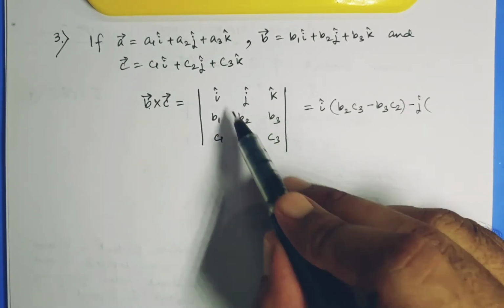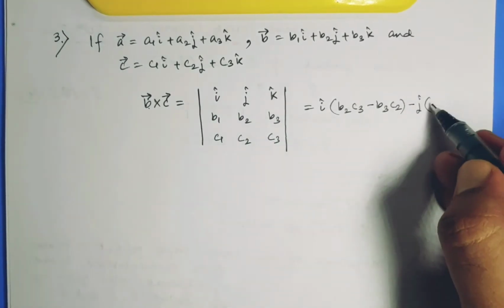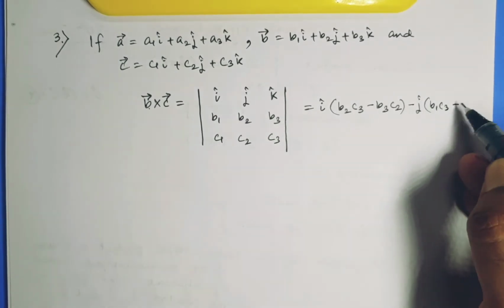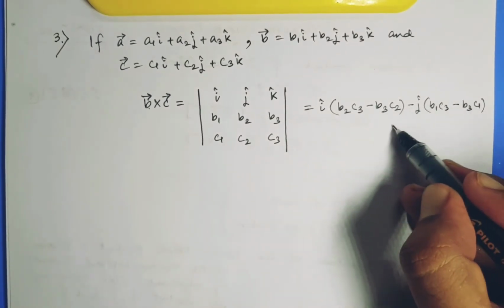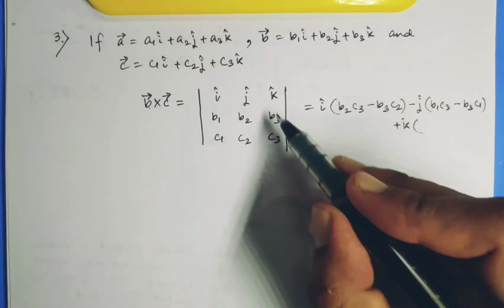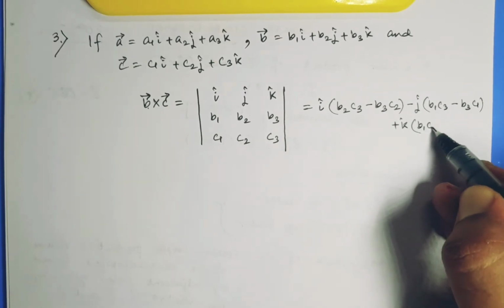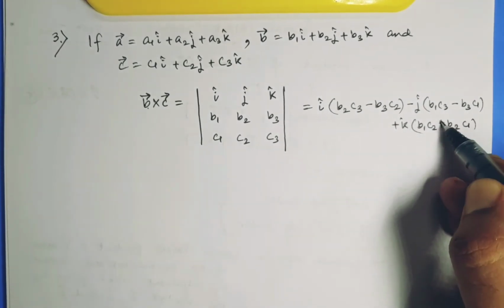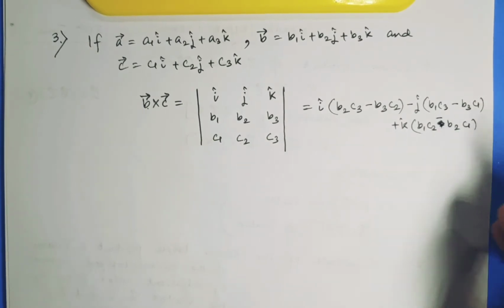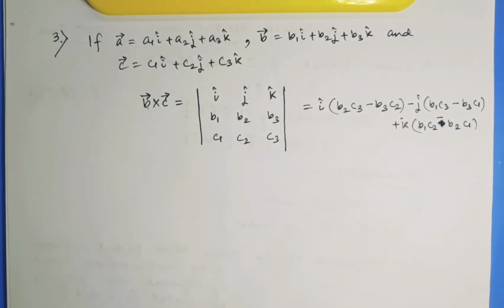So now j, this side goes, so B1 C3 minus B3 C1, then plus k cap. What do we have in here? B1 C2 plus, sorry, it will be what? Minus, right? I'm very sorry. Okay, so this is what we have. So this is our dot product which we, what am I saying? I'm sorry. This is the cross product which we got of B and C.